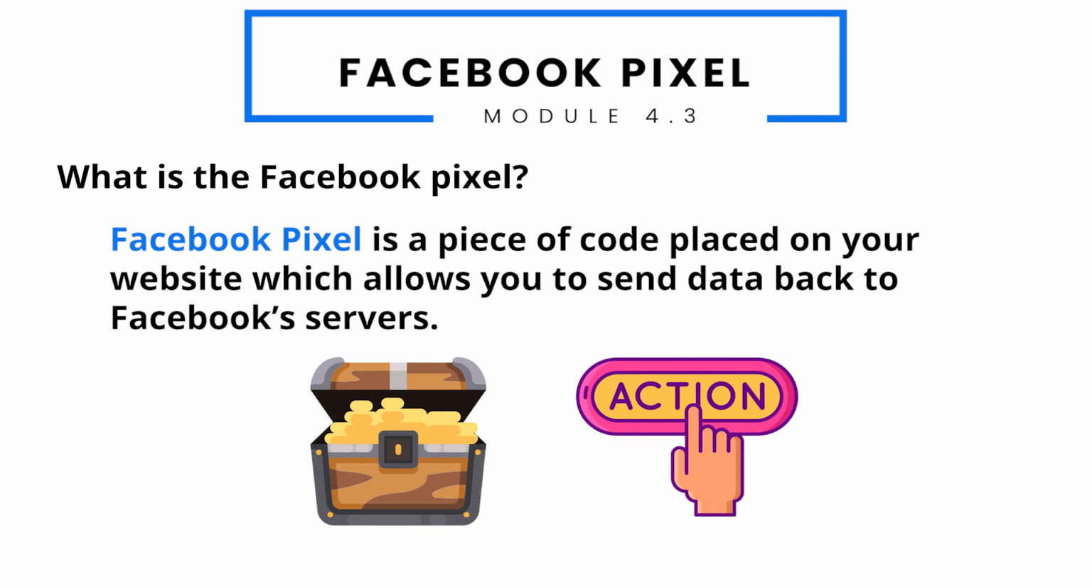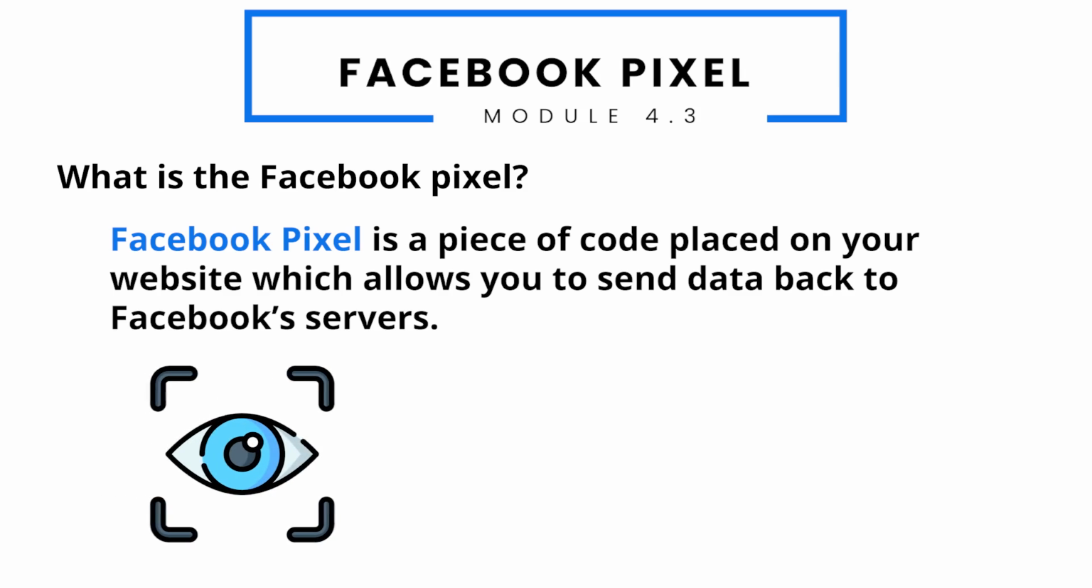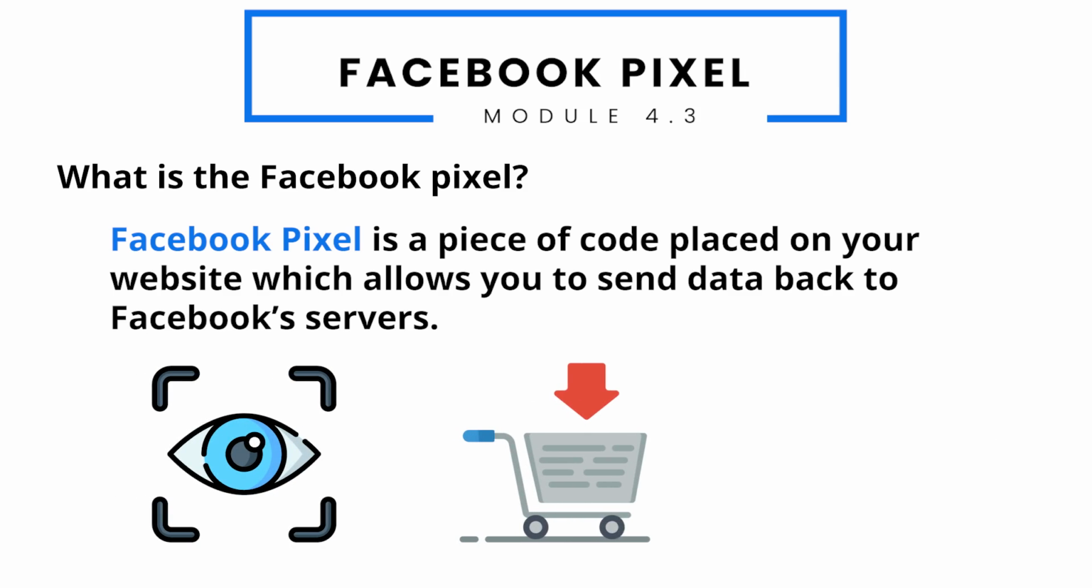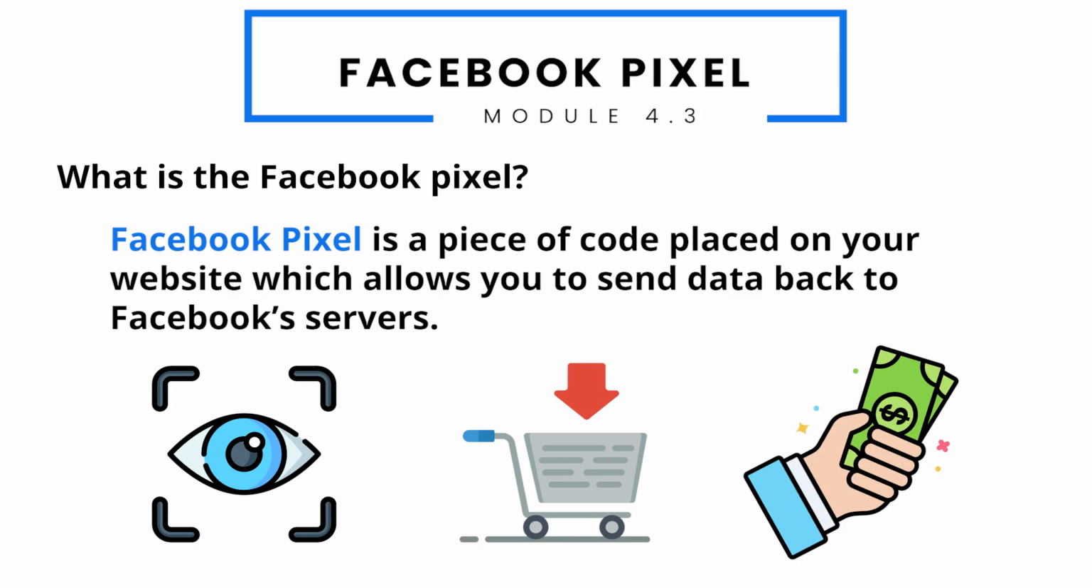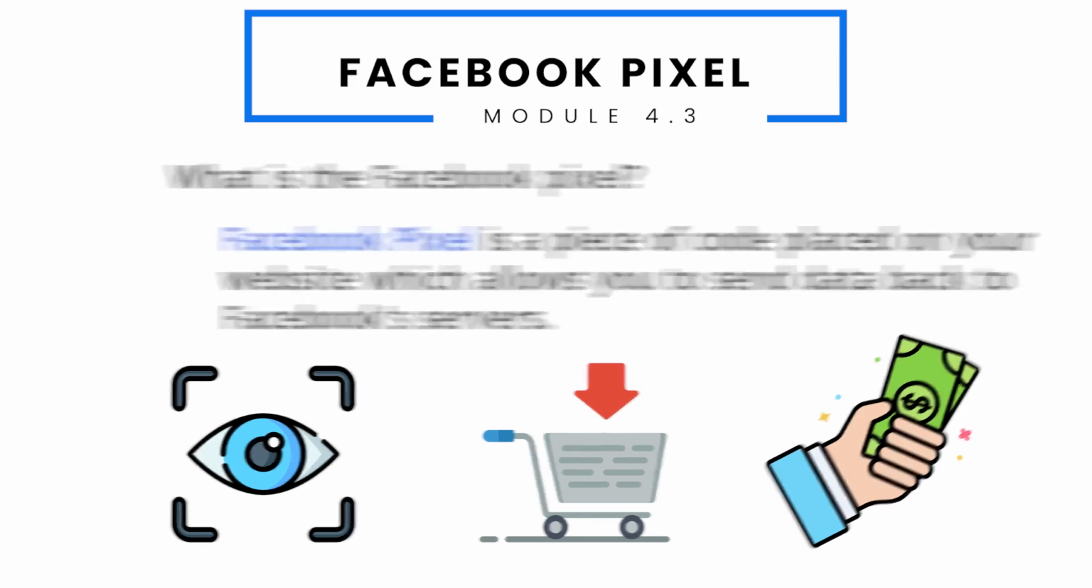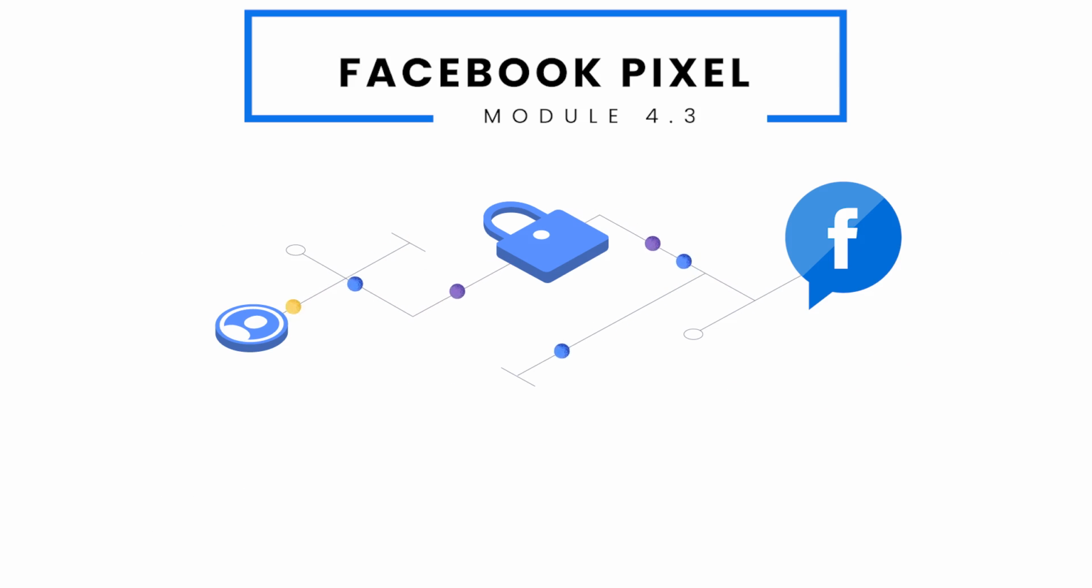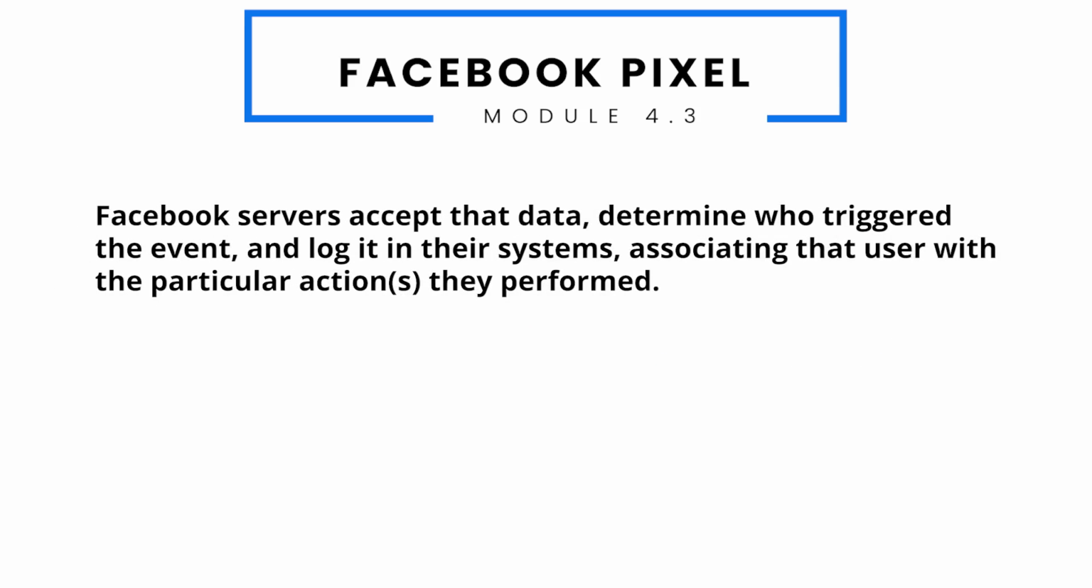And by meaningful actions, I'm talking about things like when someone views your website, adds a product to their cart, makes a purchase, etc. Every time someone does one of these things, Facebook sends a packet of data from your website to their servers with some useful, identifying information about the person who performed them. The Facebook servers then accept this data, determine who triggered the event, and log it into their system, associating that user with the particular actions they performed.